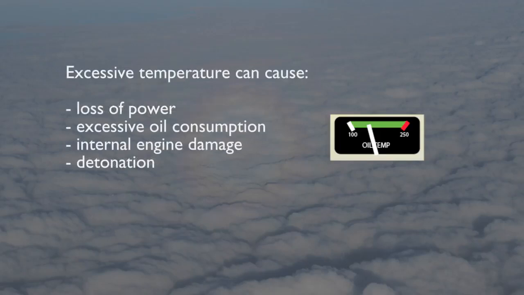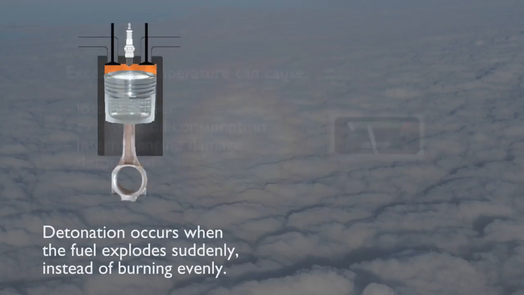Excessively high engine temperature will cause a loss of power, excessive oil consumption, and possible permanent internal damage. Operating an engine at a higher temperature than it was designed for will cause loss of power, excessive oil consumption, and detonation. Detonation occurs when the fuel explodes suddenly inside the cylinder instead of burning evenly as designed. This sudden detonation of the fuel is often described as engine knocking.